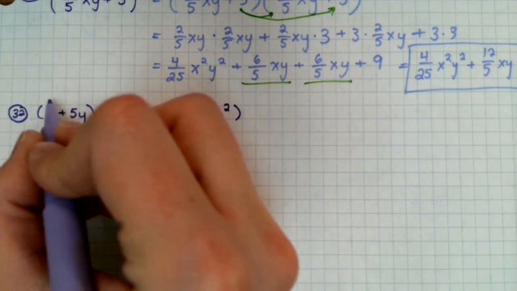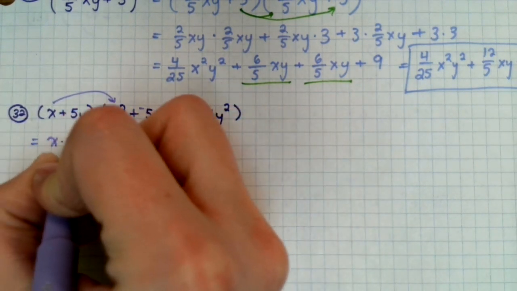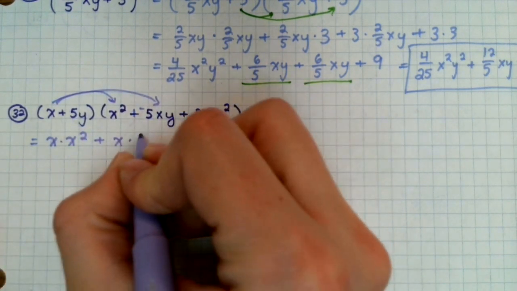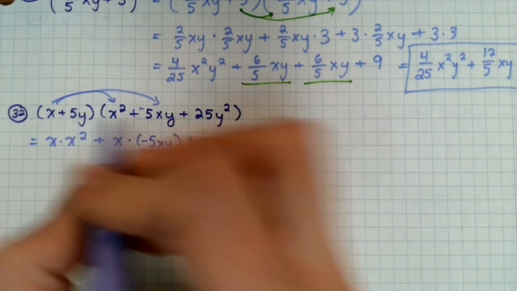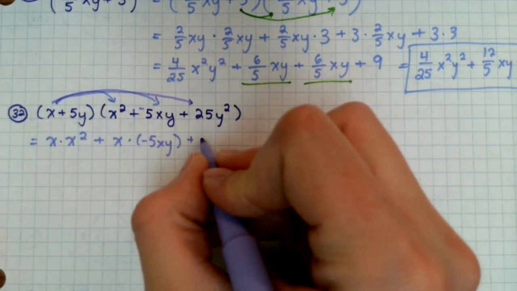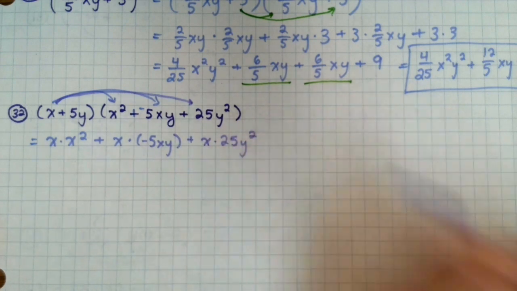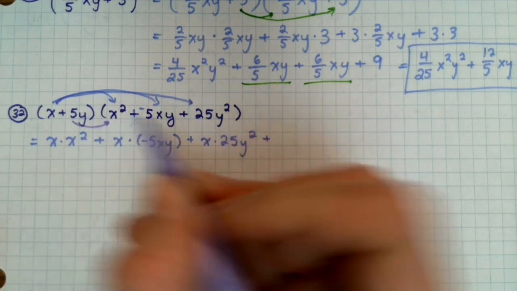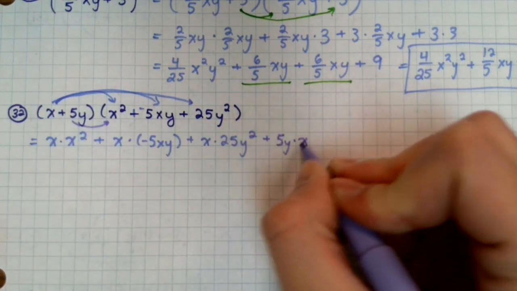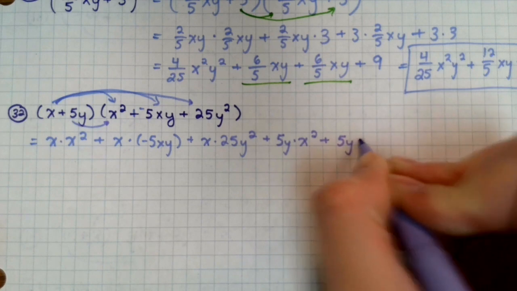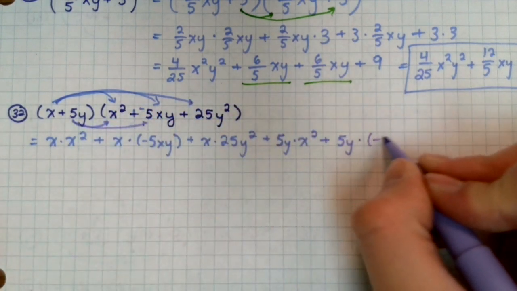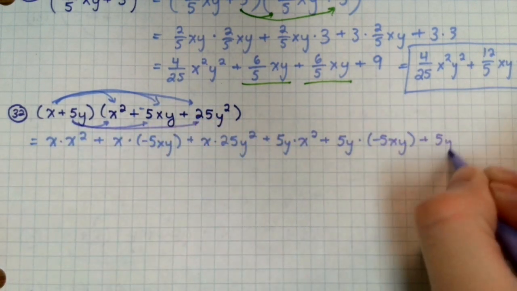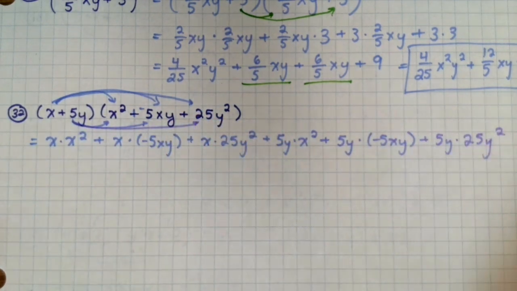So starting off, we're going to have x times x squared plus x times this negative 5xy plus this x times the 25y squared. So that's the first distribution. Then we have to go through and do 5y times everything. So 5y times x squared plus 5y times the negative 5xy plus the 5y times 25y squared.